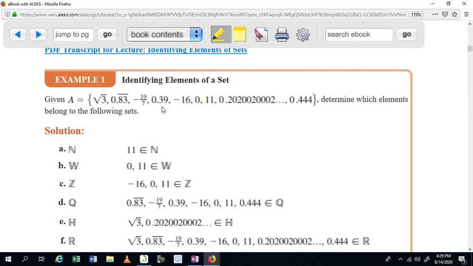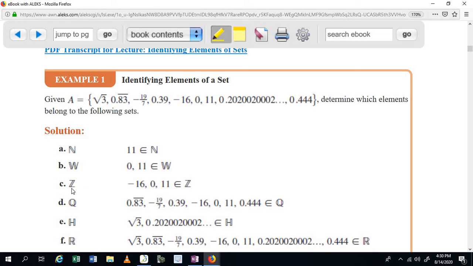If you look through all these, the only one that's a natural number is 11. Now 0 is not a natural number because natural numbers start off at 1 and they go up from there: 1, 2, 3, 4, 5, 6, 7. So the only number in this set A that's a natural number would be 11. So 11 is an element of the natural numbers. What about whole numbers? If you throw whole numbers in there, the only ones that are whole numbers would be 0 and 11, because whole numbers start off at 0 and then they go to 1, 2, 3, 4, 5, 6, 7, and so on. So 0 and 11 are elements of the whole numbers.